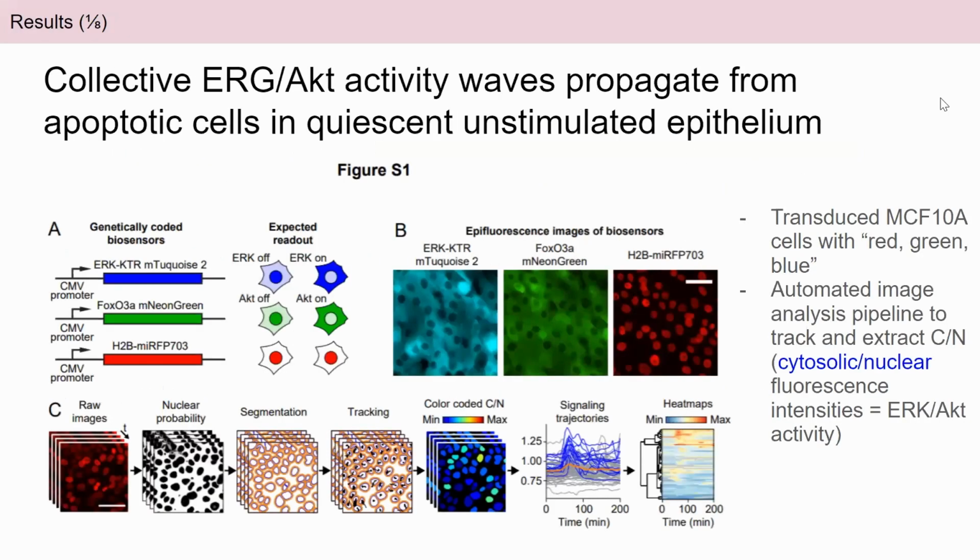Okay, so coming to the results. They break the findings down into parts. The first important finding is that they want to confirm that the ERK or AKT activity wave, there's a typo here, actually happens in the epithelial cell. So they need to confirm this.